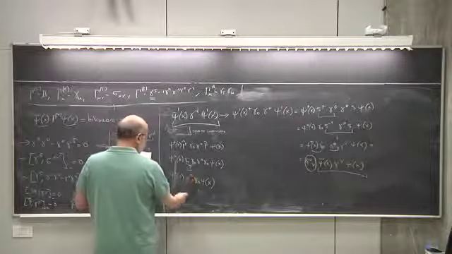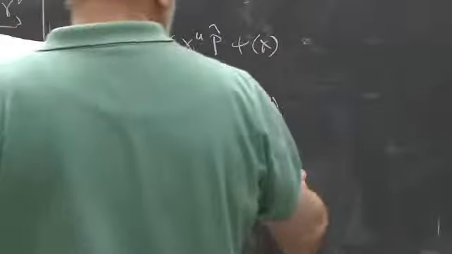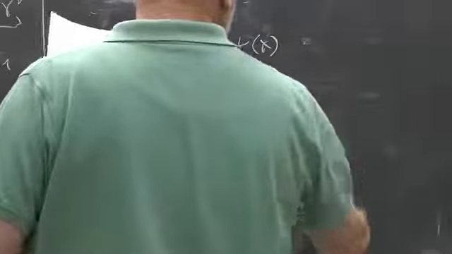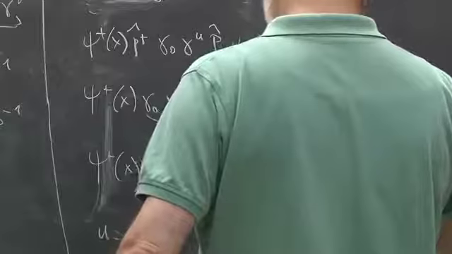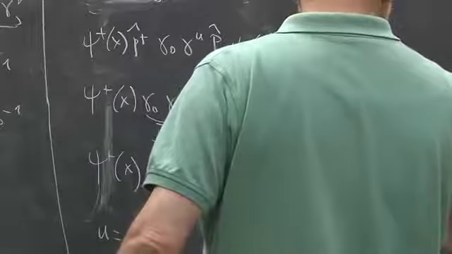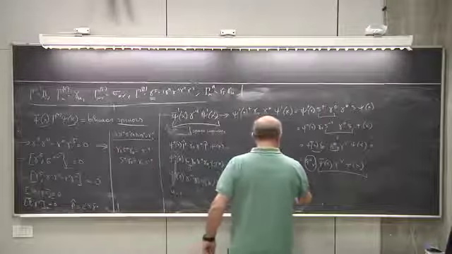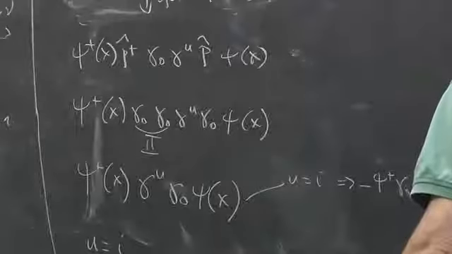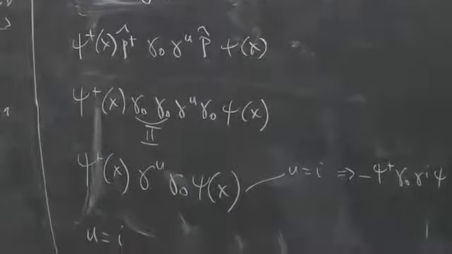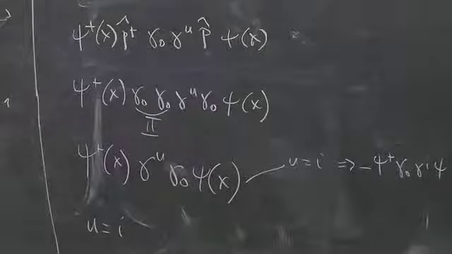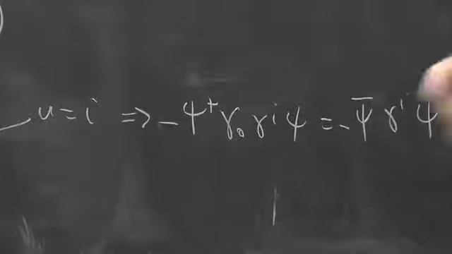Now, if mu were a space index, then these would change sign and I would end up with minus psi dagger gamma 0 gamma i psi, that is minus psi bar gamma i psi. So under space reflection, the space part changes sign, exactly like a vector. A vector x changes sign under a space reflection.